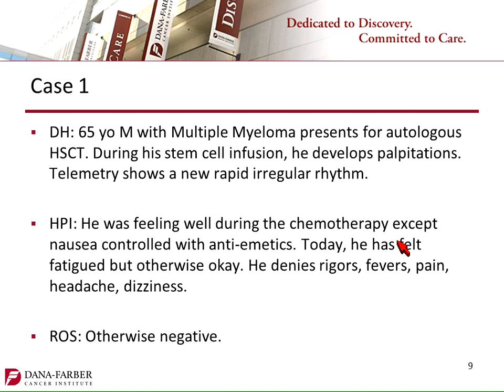So our first case, he's a 65-year-old gentleman. He has multiple myeloma. He's presenting for an auto transplant. And during his stem cell infusion, he develops palpitations. Telemetry shows a new, rapid, irregular rhythm. And in terms of symptoms, he's felt well with the exception of nausea and fatigue, and he denies fevers, chills, rigors, chest pain, shortness of breath. His EKG is consistent with new atrial fibrillation.